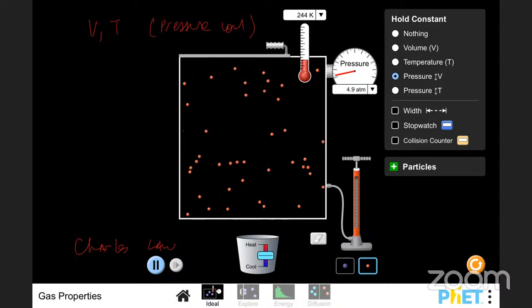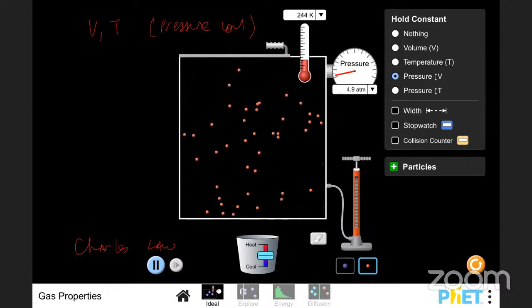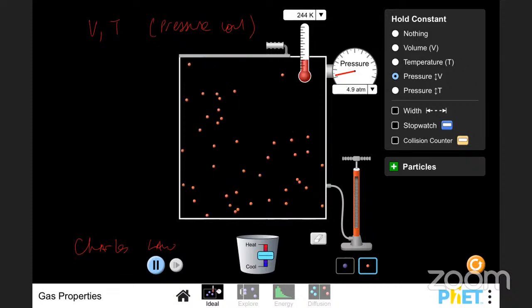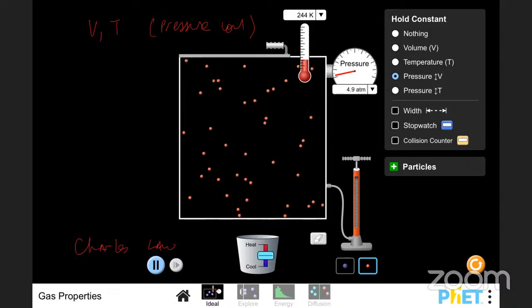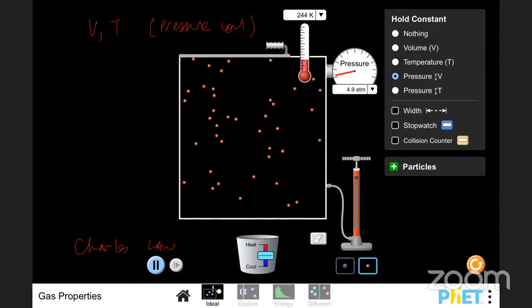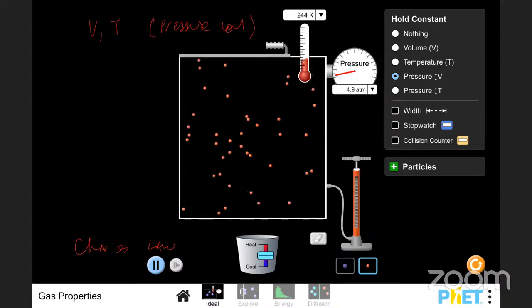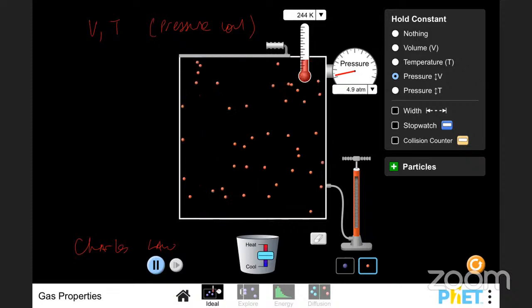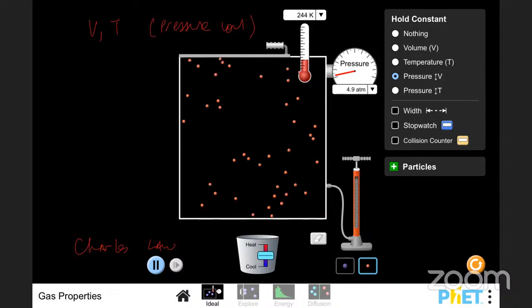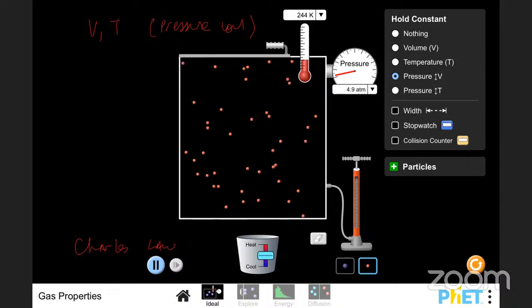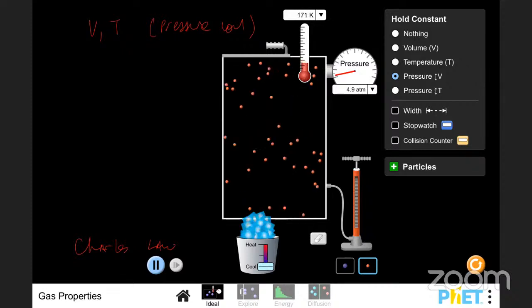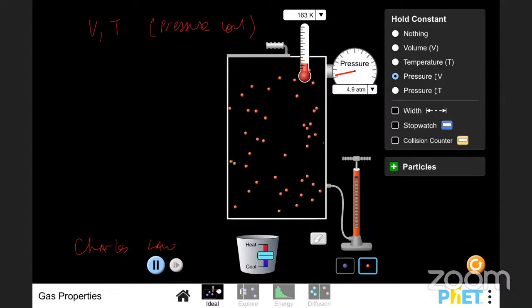So anyway, the pressure goes back to the original value. So when you heat it, it will get more pressure, right? But you don't want the pressure to increase. So if you heat it, you're going to have to simultaneously increase the volume, because more volume means more space, so the particles collide less. And if you cool it down, we want the pressure to stay the same, so you have to drop the volume.